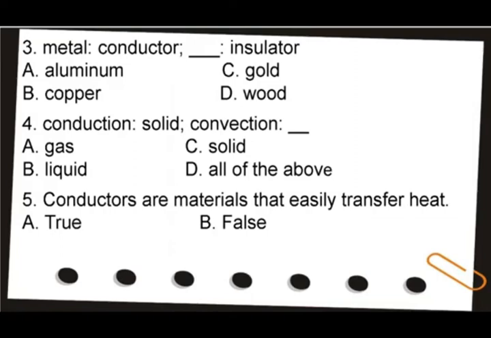Number 4. Conduction is to solid, as convection is to blank. Letter A. Gas. Letter B. Liquid. Letter C. Solid. Letter D. All of the above. If your answer is B, liquid, you are right. Number 5. Conductors are materials that easily transfer heat. Letter A, true. Letter B, false. If your answer is letter A, true, your answer is correct.